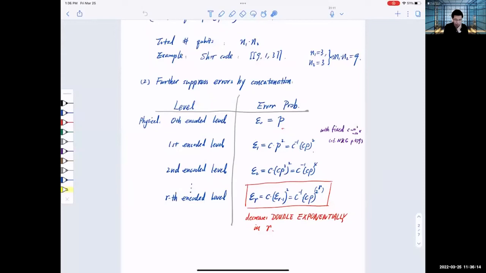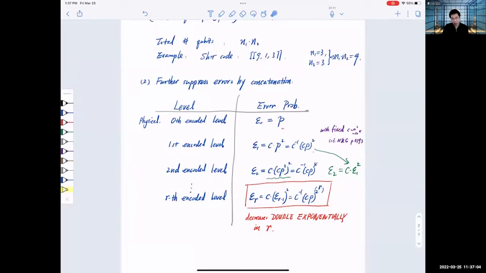Now you can consider the error at the second encoded level. Here it's probably easy to add an intermediate step. The second encoded level is C times epsilon 1 squared, and you can plug in the value of epsilon 1 here. You'll get C times C squared P to the fourth power, which you can rewrite as C inverse times (C P) to the fourth power. Then you can go to the R-th order encoded level, and you'll find it's C inverse times (C P) to the power of 2 to the power R. You may notice it's an exponential of an exponential. So basically it decreases doubly exponentially with respect to R, where R is the encoded level.